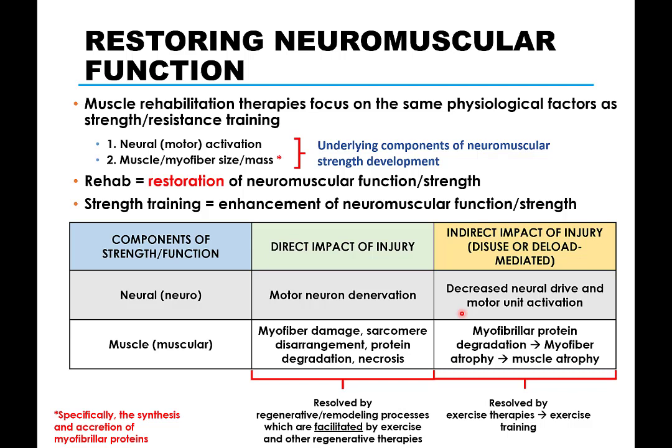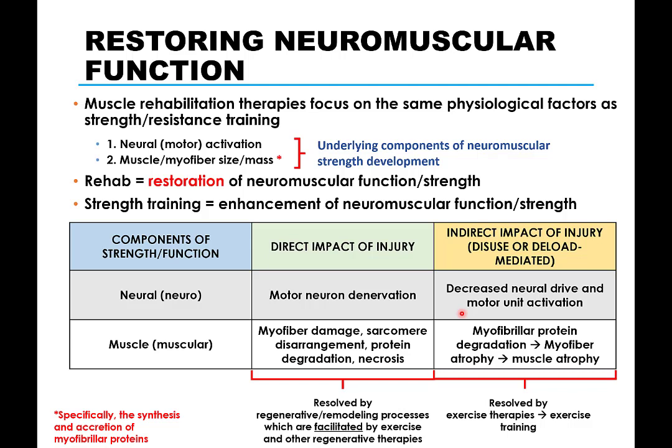The neural factor contributing to this disuse or deload-mediated loss of strength is a decrease in the capacity by which the nervous system activates the muscle. We can describe this as a decrease in neural drive and thus motor unit activation. If you don't remember what a motor unit is, it would be beneficial for you to review this term. A motor unit is a single motor neuron and all the muscle fibers it innervates. In a given muscle, like say the rectus femoris, there will be multiple motor units. Some muscles have a larger number of motor units than others. On the next slide, I will have a visual of motor units.